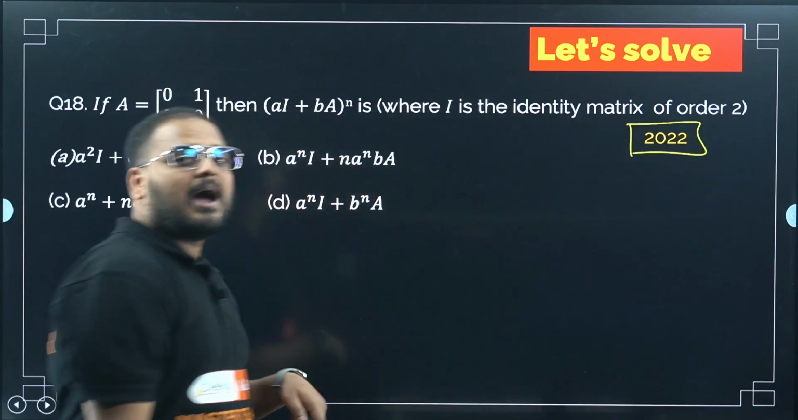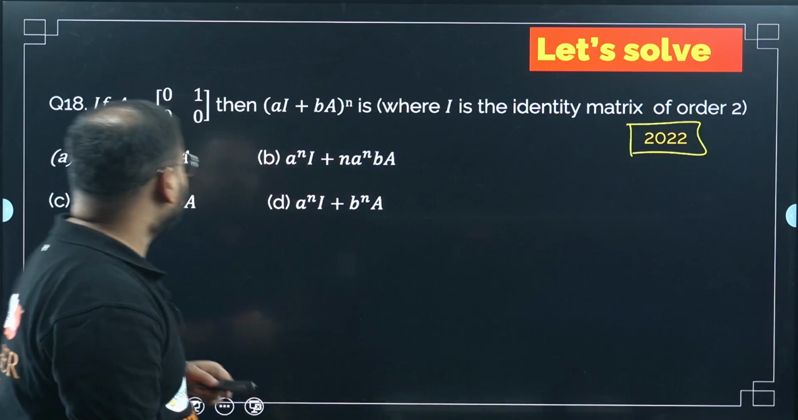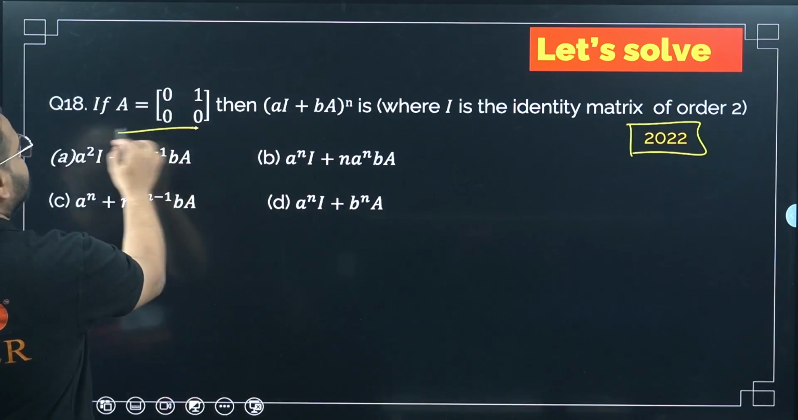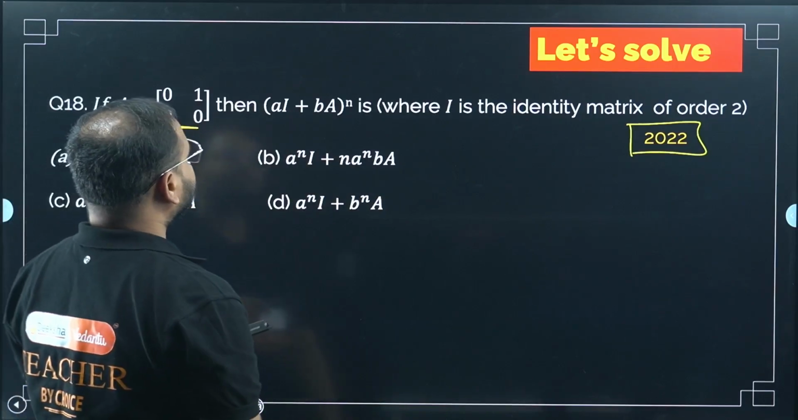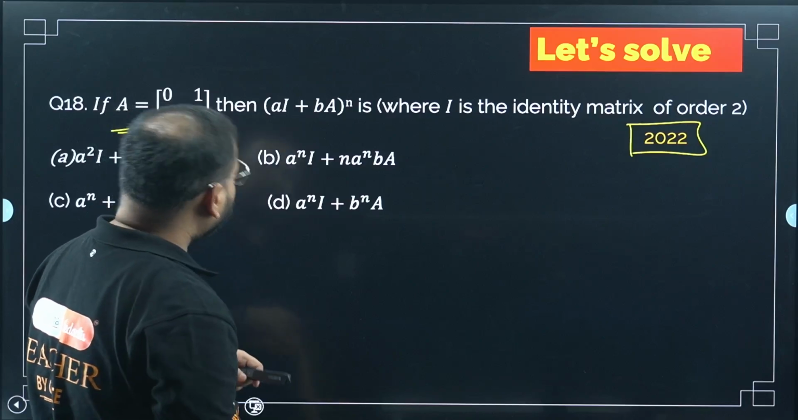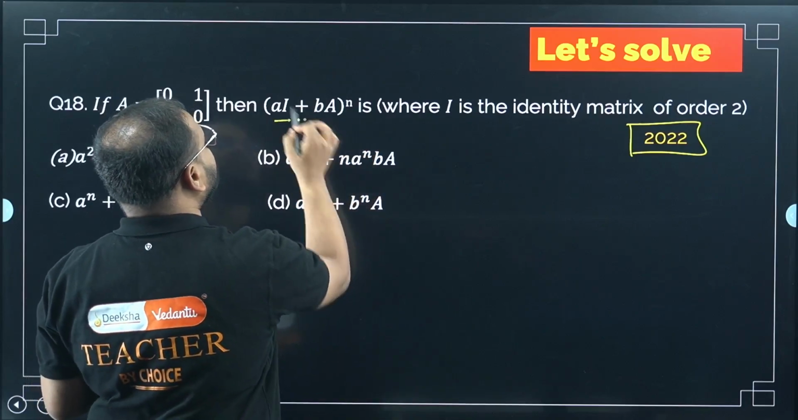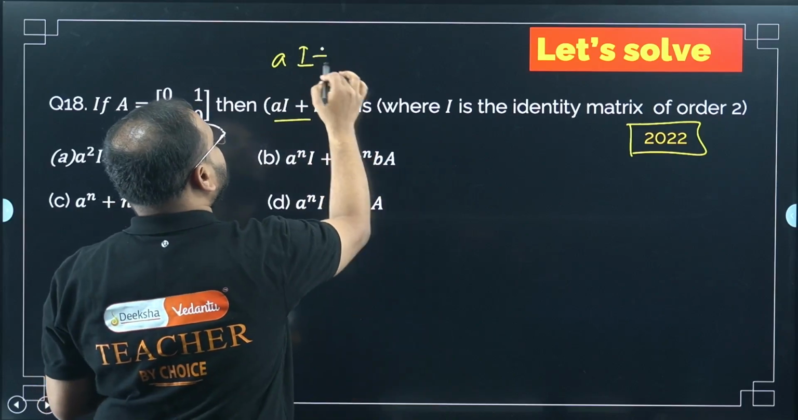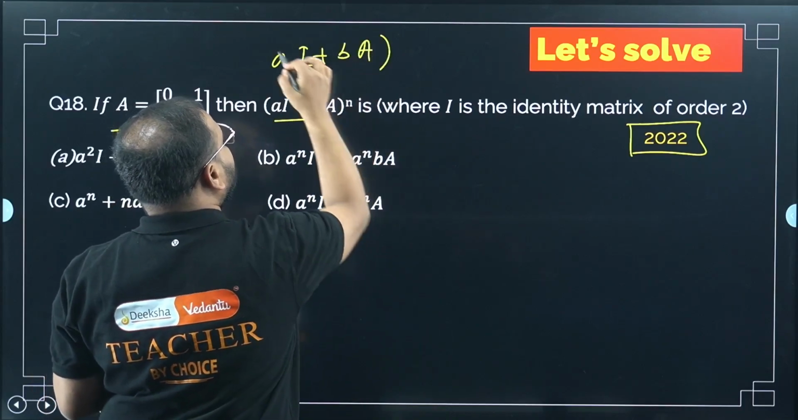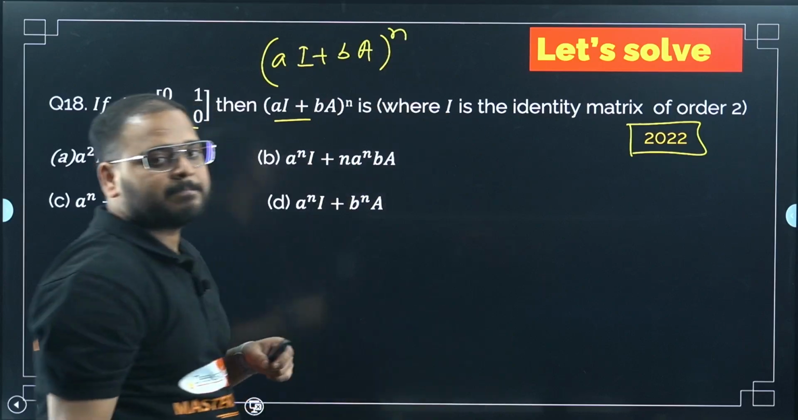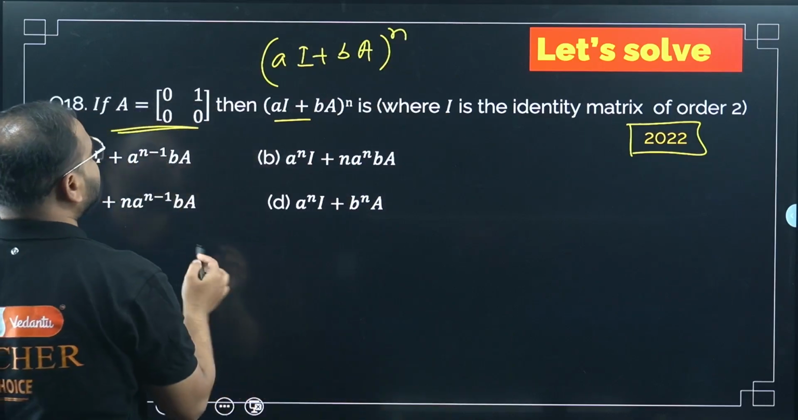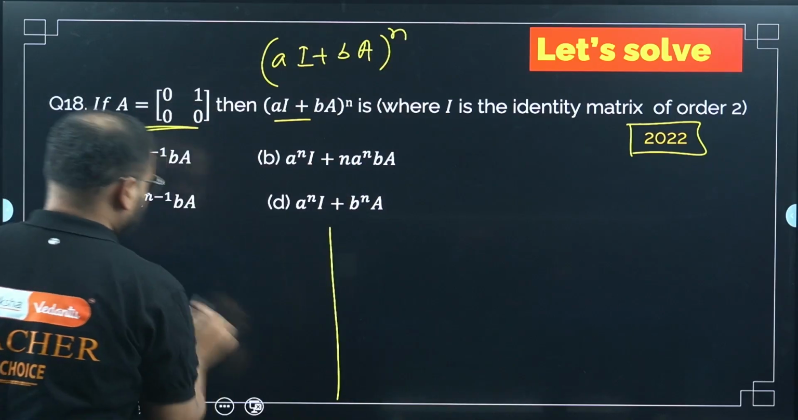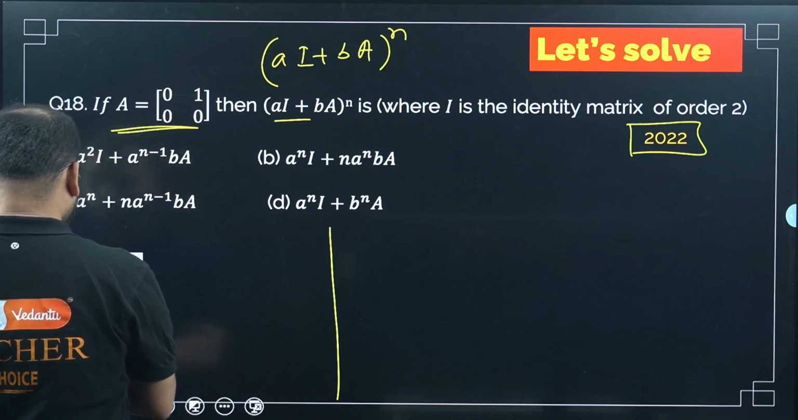Again, this will have an application of more than one chapter. You'll see. So A is given here. Okay, A is given here. What is this given? 8 multiplied with the identity matrix plus B multiplied with matrix A, to the power n. Okay, so I will use a couple of concepts here. Let me write it here.